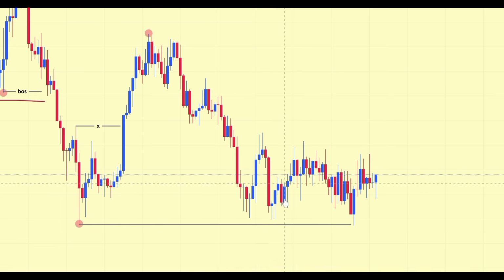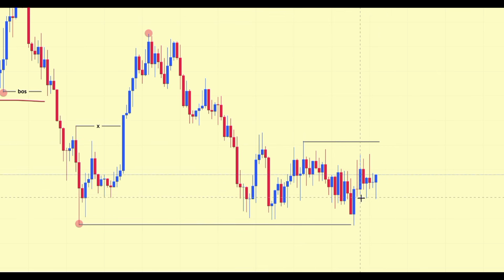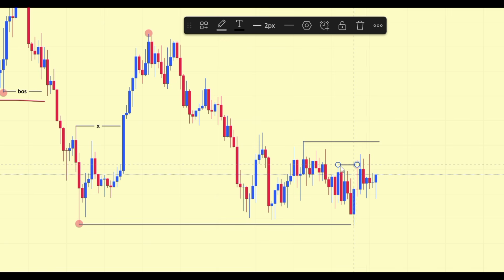And if I am to mark the recently formed valid pullback, I can clearly see the high is exactly right there. The reason why I'm not picking this one here is because this here is a minor one inside the major. You can clearly see where the pullback started. It started here, and you can clearly see the break exactly right there. So this means that this one here is the right pullback high and not that one.